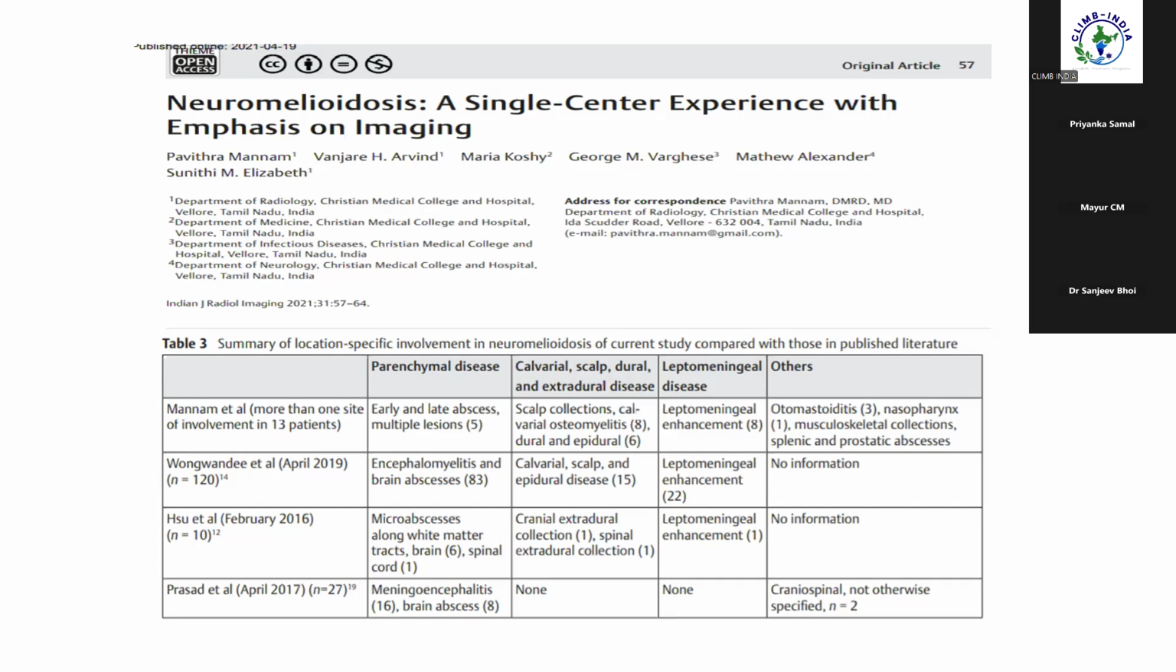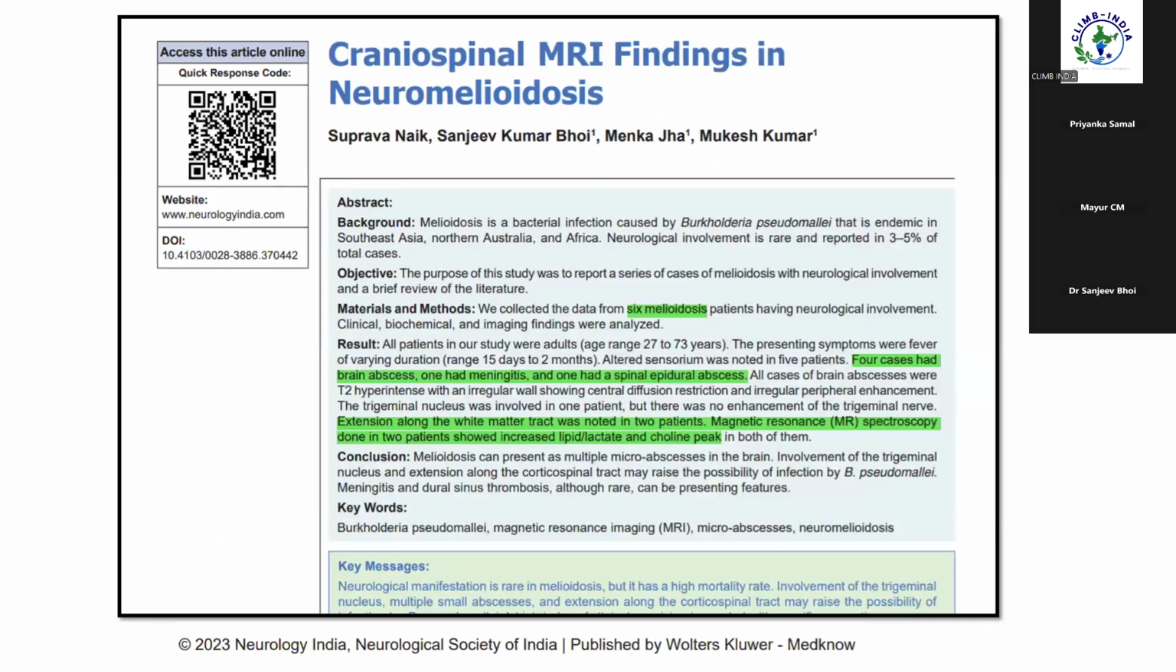In 2023, there was a paper on cranial MRI findings in neuromelioidosis published from our department in Neurology India. Here, the authors reported 6 culture-confirmed melioidosis cases from our center from 2021 to 2023. Out of them, 4 had brain abscess, 1 had meningitis, and 1 had a spinal epidural abscess. They also emphasized imaging typicality, like extension along the white matter tract, or neurotropism, in 2 patients, and the MR spectroscopy characteristics of neuromelioidosis, like the lipid lactate peak and choline peak, and how to differentiate them from TB.